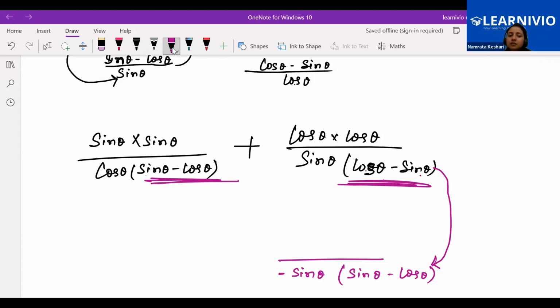See, here we are having sine theta positive. Here we are having sine negative. Here we are having cos negative. There we are having cos positive. So exactly the same thing we are having in both the brackets, but there is a difference of plus and minus. So we can make it the same by taking out the negative sign common. Why am I saying that?